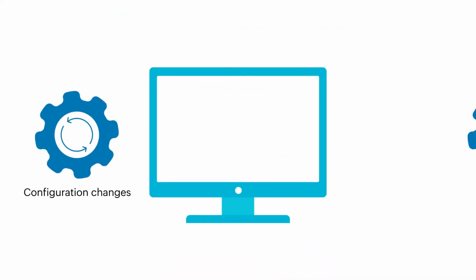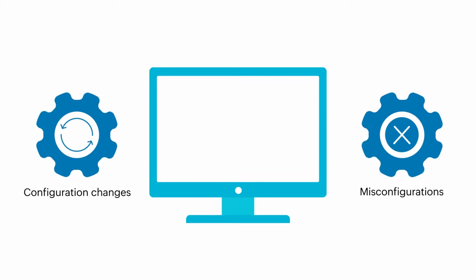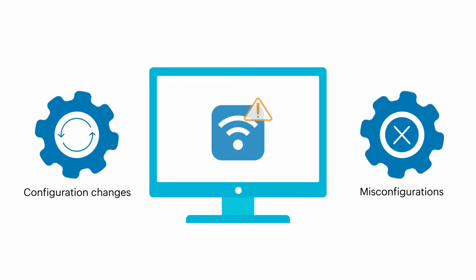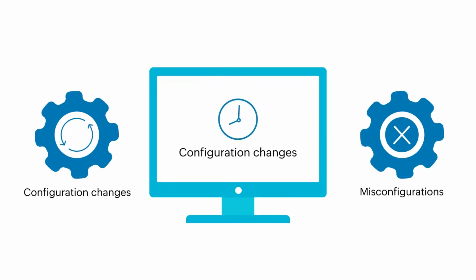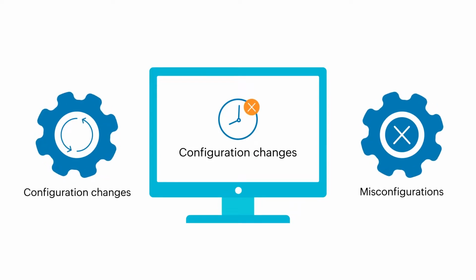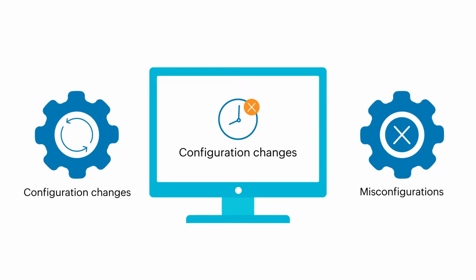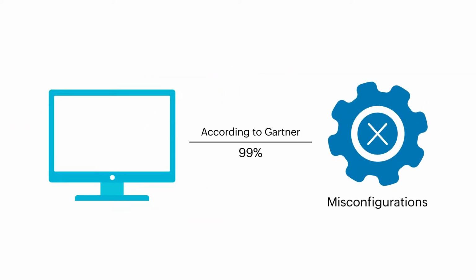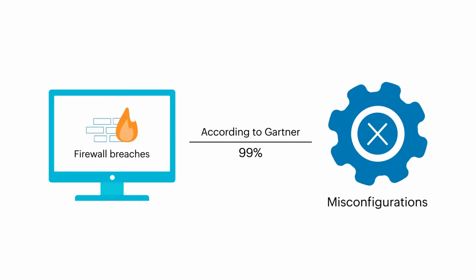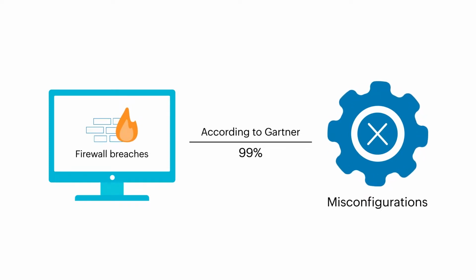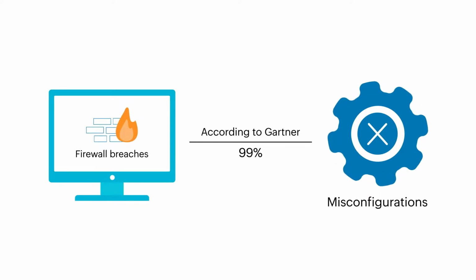Configuration changes, or misconfigurations, are the number one cause of network downtime and security breaches. A network environment could fall apart in minutes if configuration changes are not closely and constantly watched. According to Gartner, a staggering 99% of all firewall breaches in the next several years will be caused by misconfigurations.